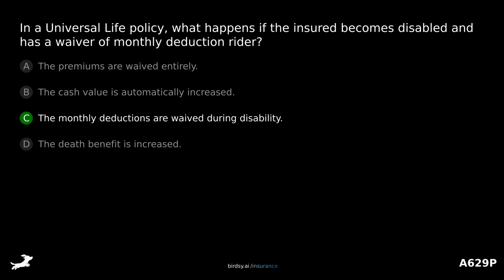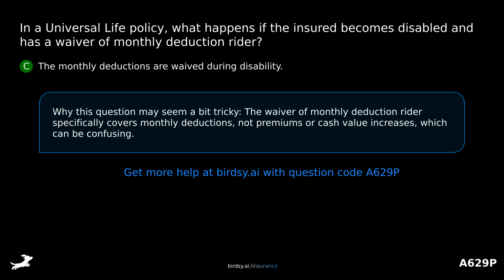The answer is C. the monthly deductions are waived during disability. Why this question may seem a bit tricky. The waiver of monthly deduction rider specifically covers monthly deductions, not premiums or cash value increases, which can be confusing.